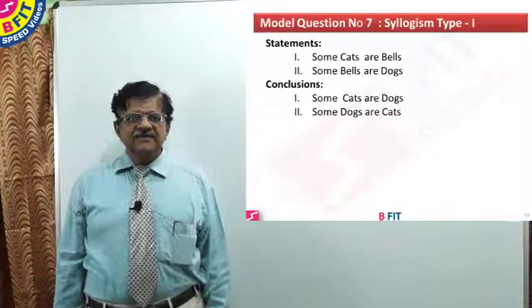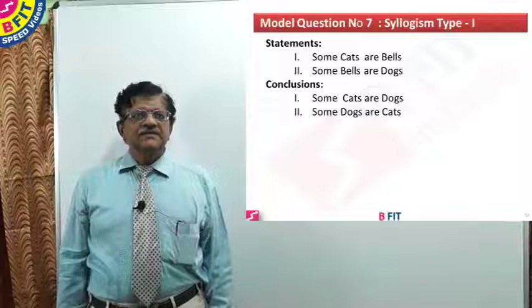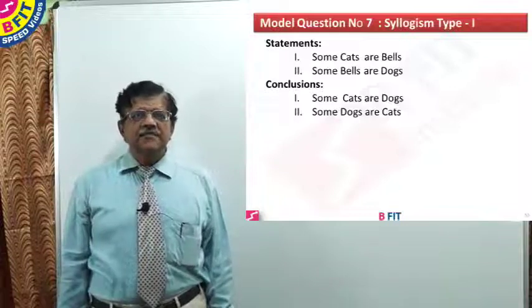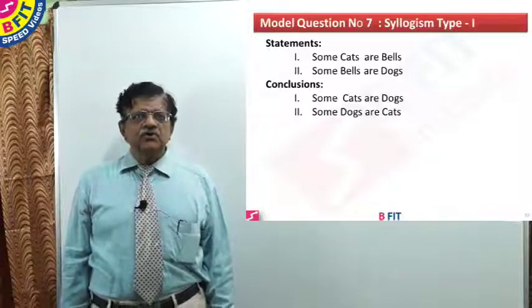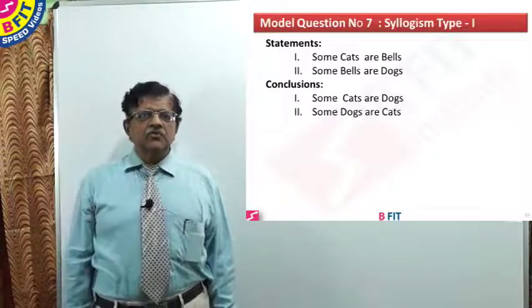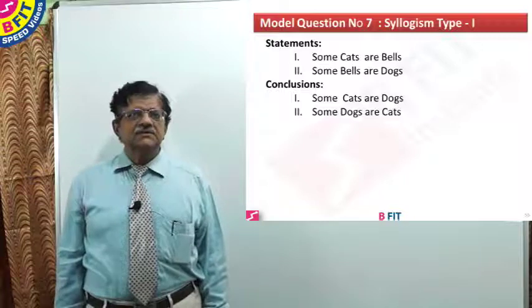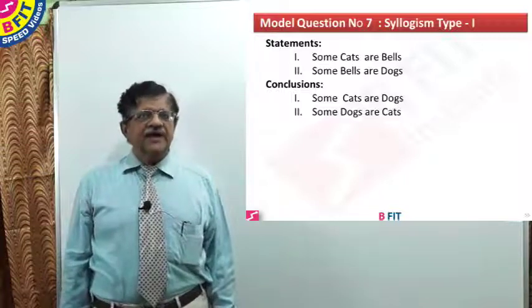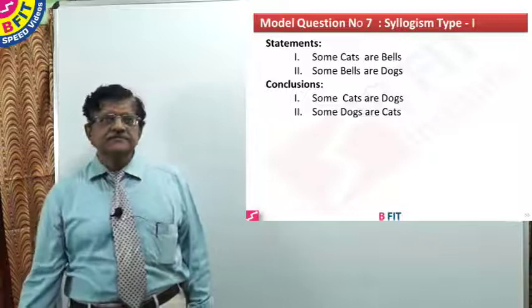Let us see question number 7. The statements given are: statement 1, some cats are bells; statement 2, some bells are dogs. The conclusions we have to test are: conclusion 1, some cats are dogs, and conclusion 2, some dogs are cats. Let us see the working.